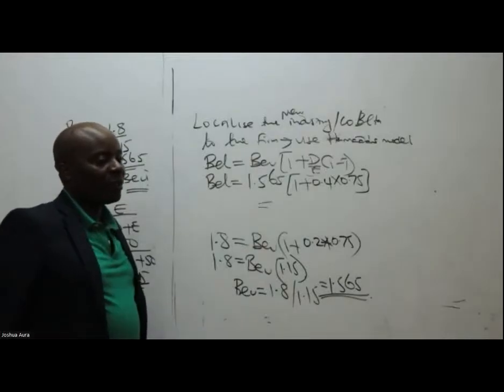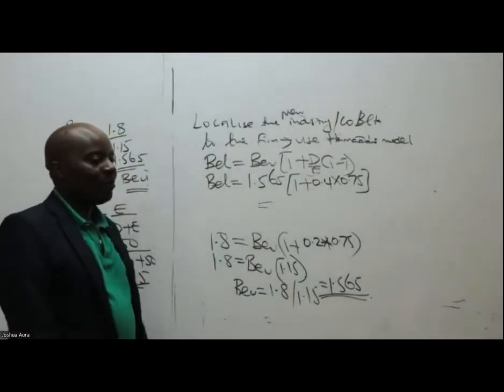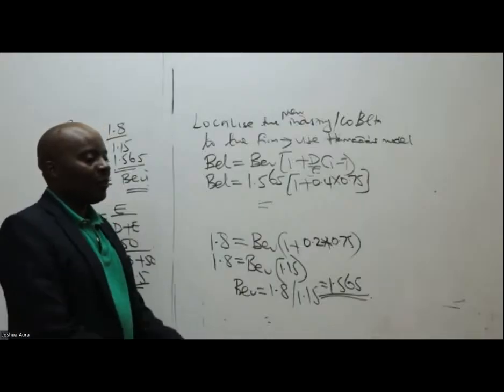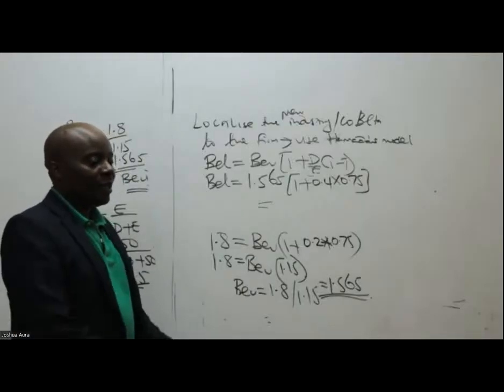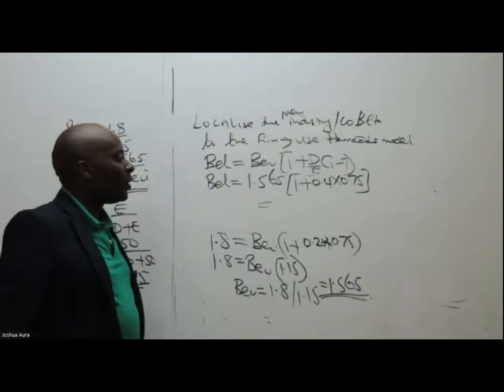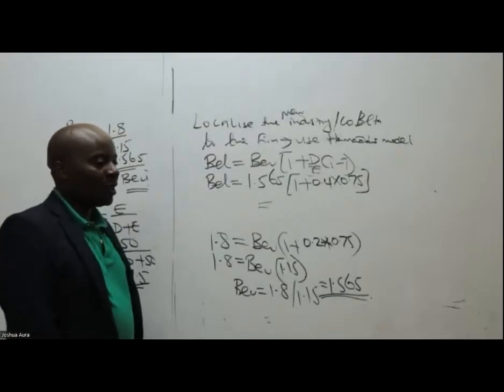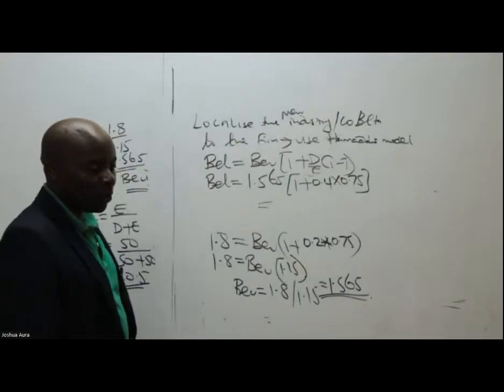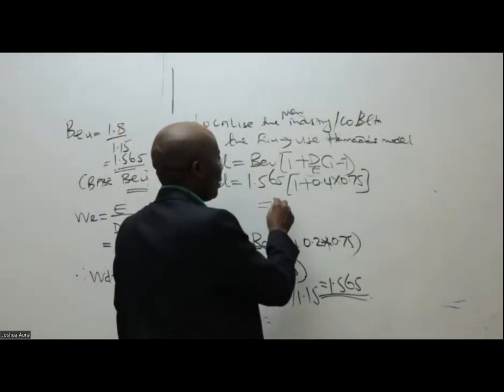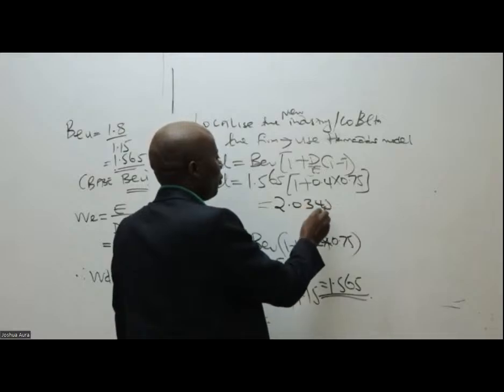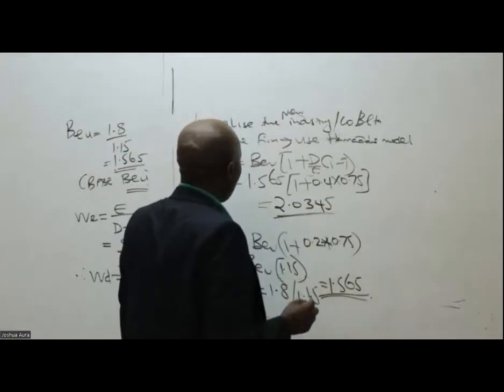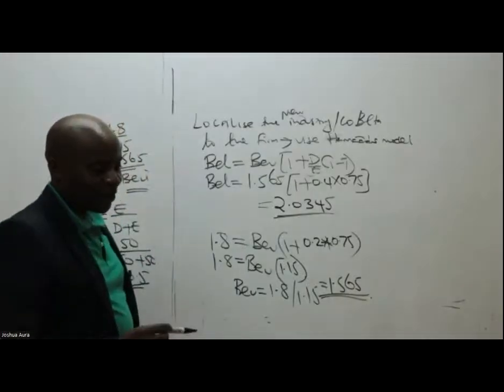What will be my BEL, beta equity of a levered firm? In this case it will be equal to beta equity of a levered organization. Using your calculators, what will be the beta equity of a levered organization then? So this is 2.0345, like that. That's the beta equity of a levered organization.